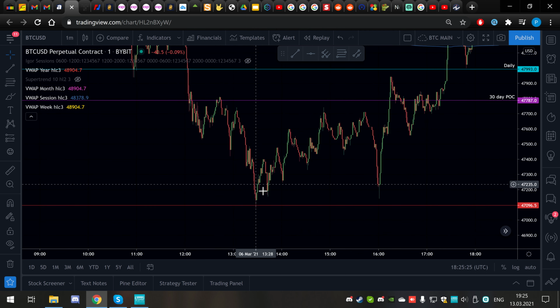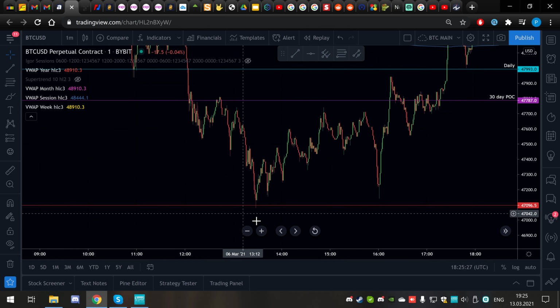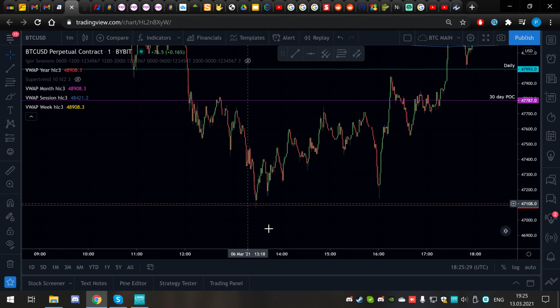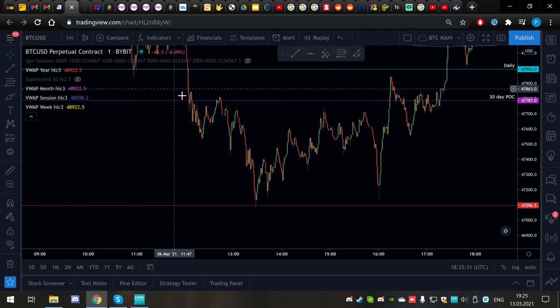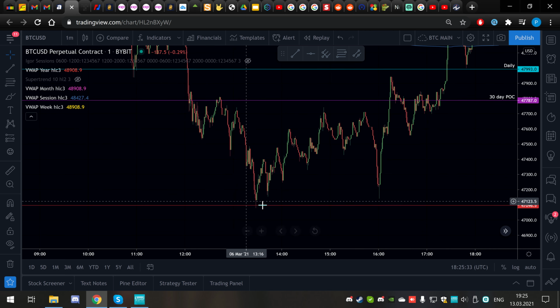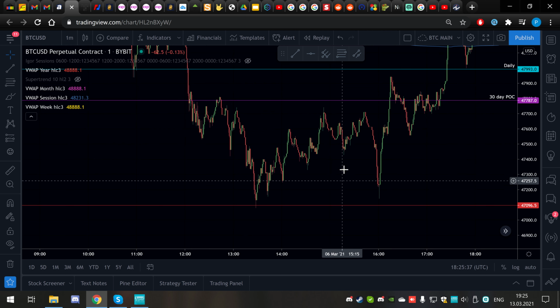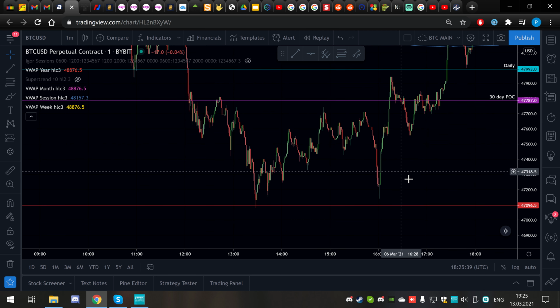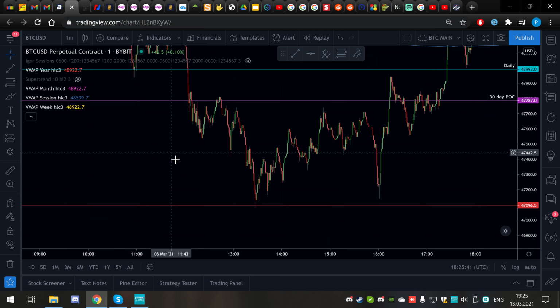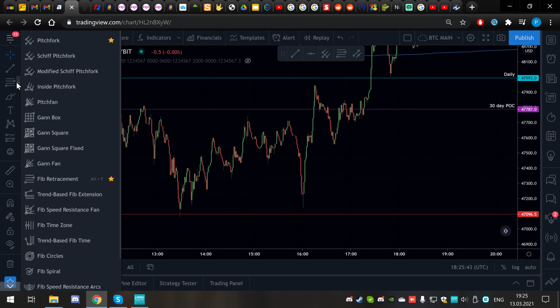So on 6th of March we had a big bottom. Retail traders were shorting, and now the big players started to buy here and here, and since then we just go up, like a strong uptrend. So you can find Fibonacci here on the third icon and here.